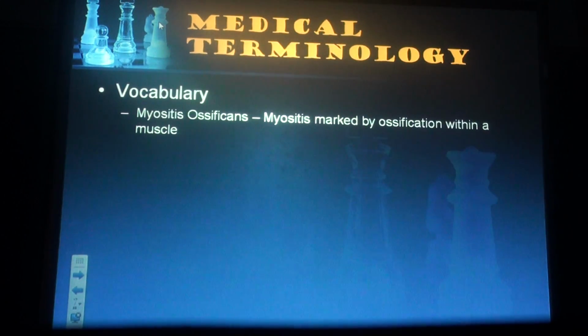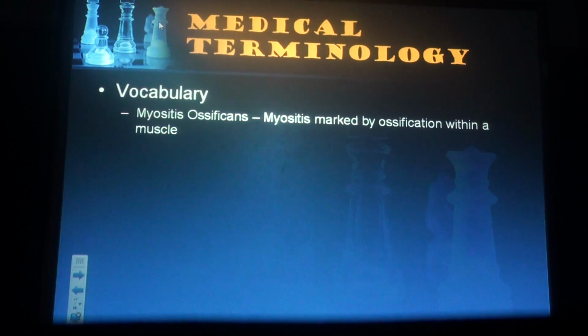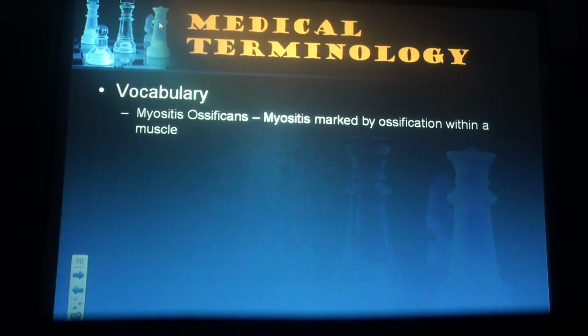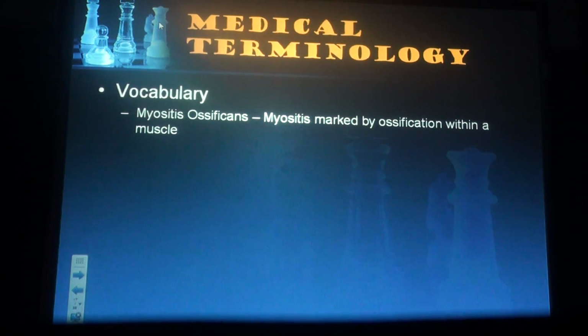Myositis ossificans. Myositis marked by ossification within a muscle. Ossification is a calcification process. So when you injure a muscle, if the blood sits there long enough, you get a hard ossification or a calcium deposit within the muscle if it's not taken care of.